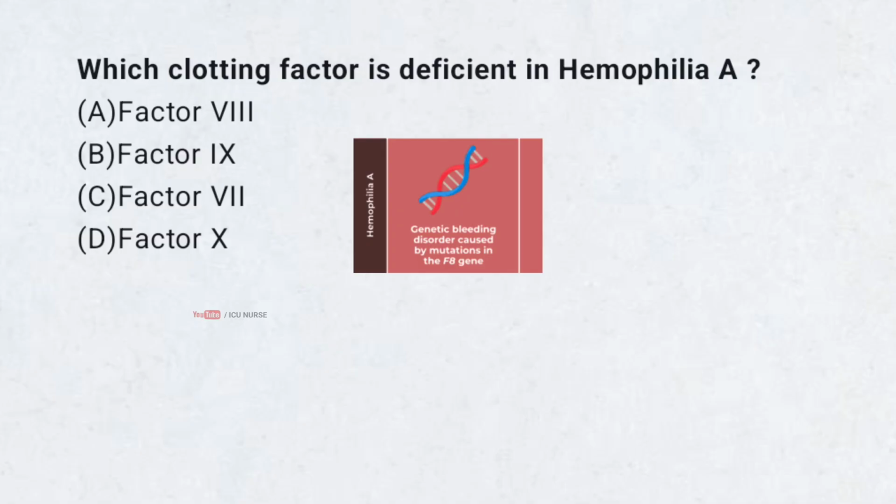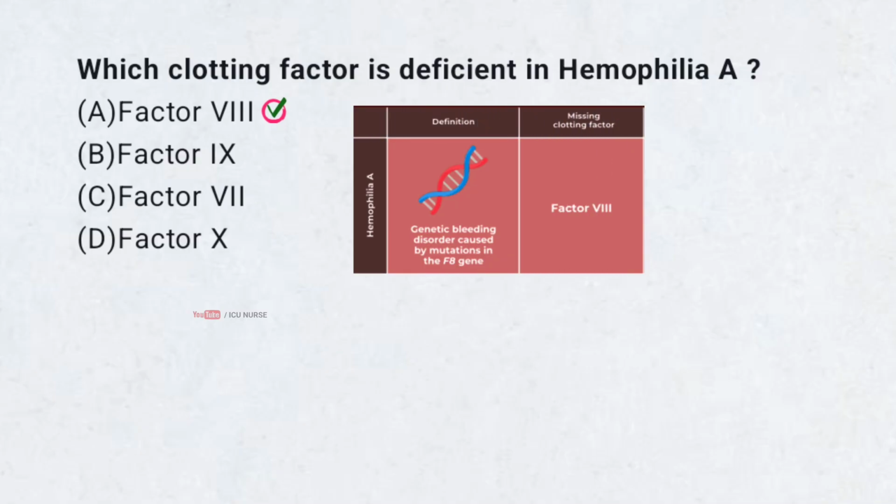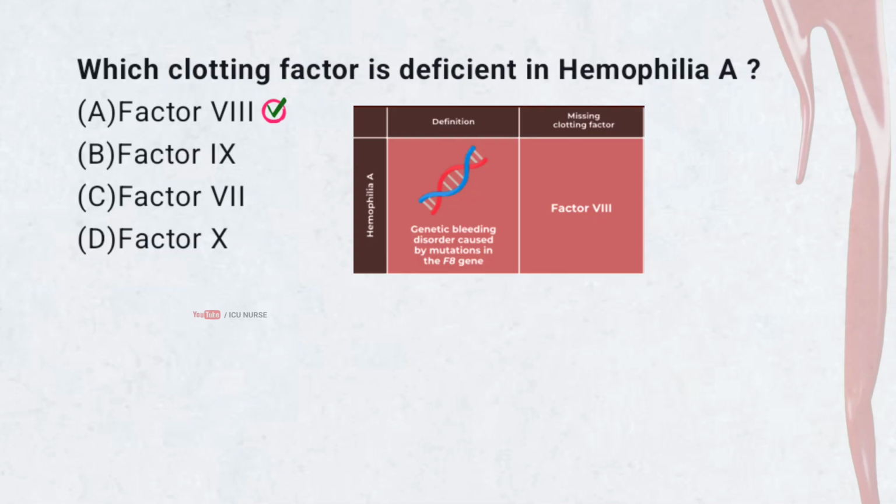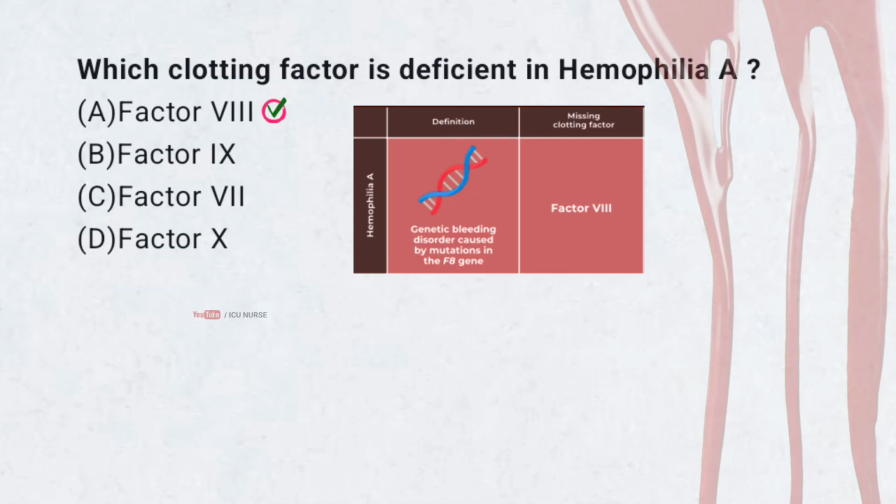Which clotting factor is deficient in hemophilia A? A. Factor 8. B. Factor 9. C. Factor 7. D. Factor 10. Correct answer A. Factor 8. Hemophilia A is caused by the deficiency of factor 8, leading to impaired blood clotting.